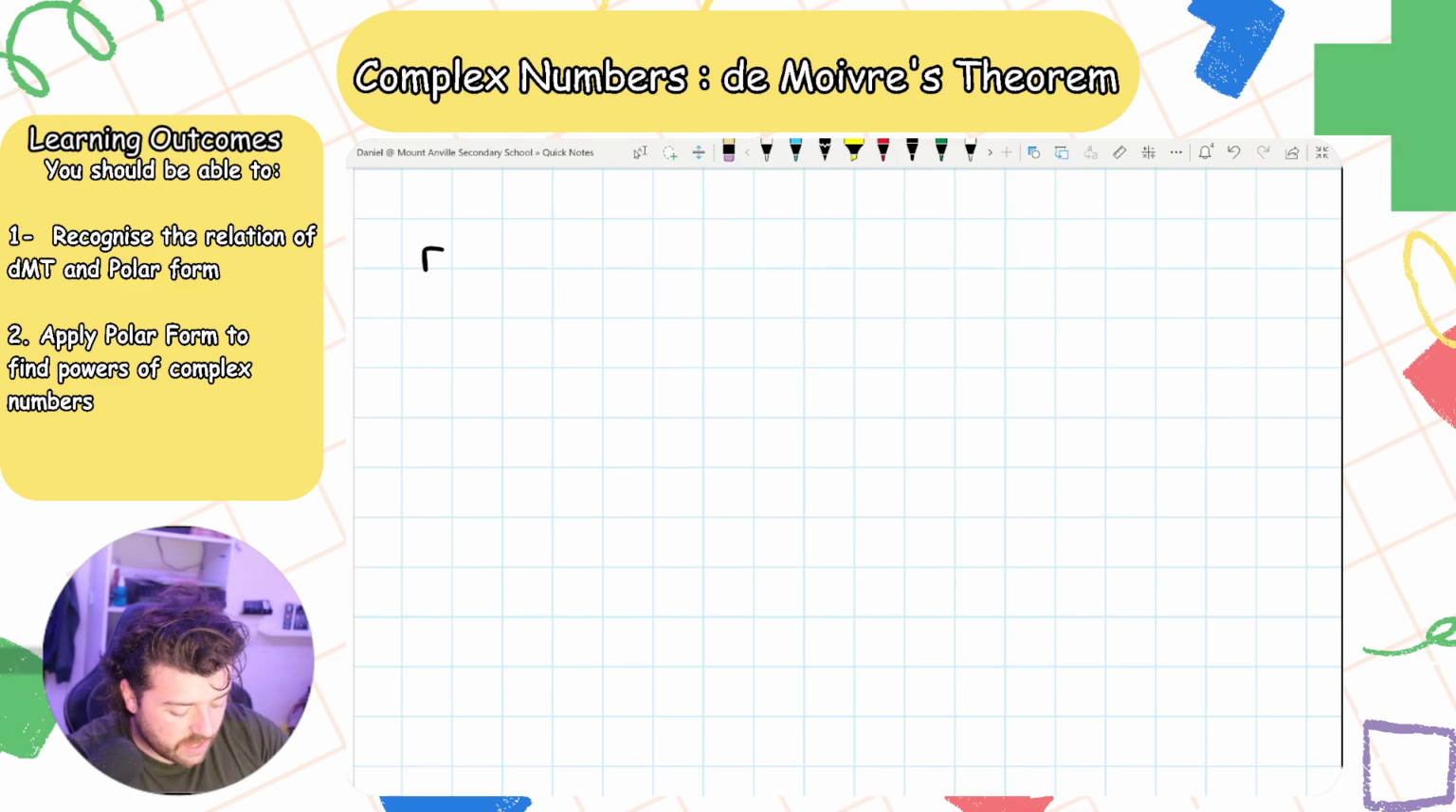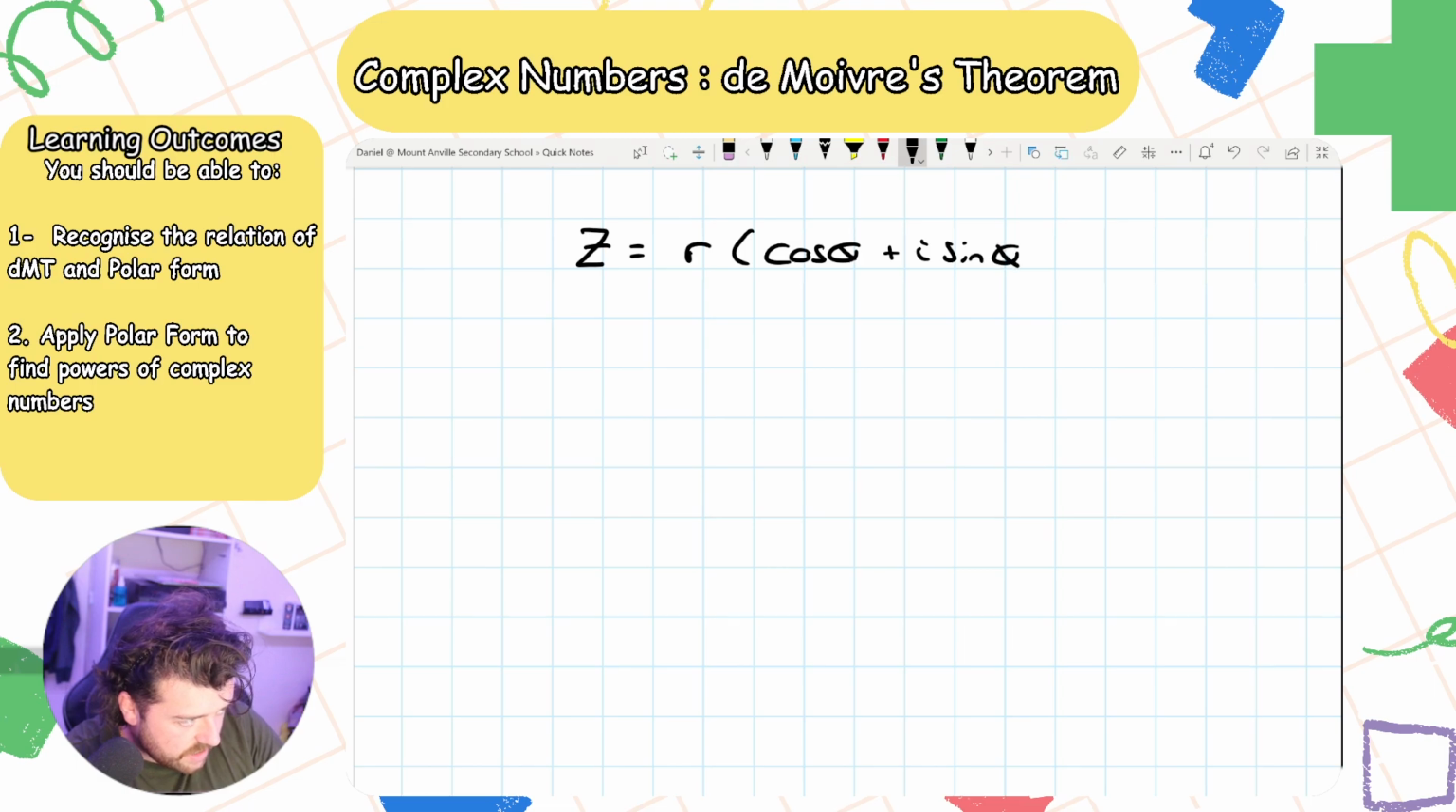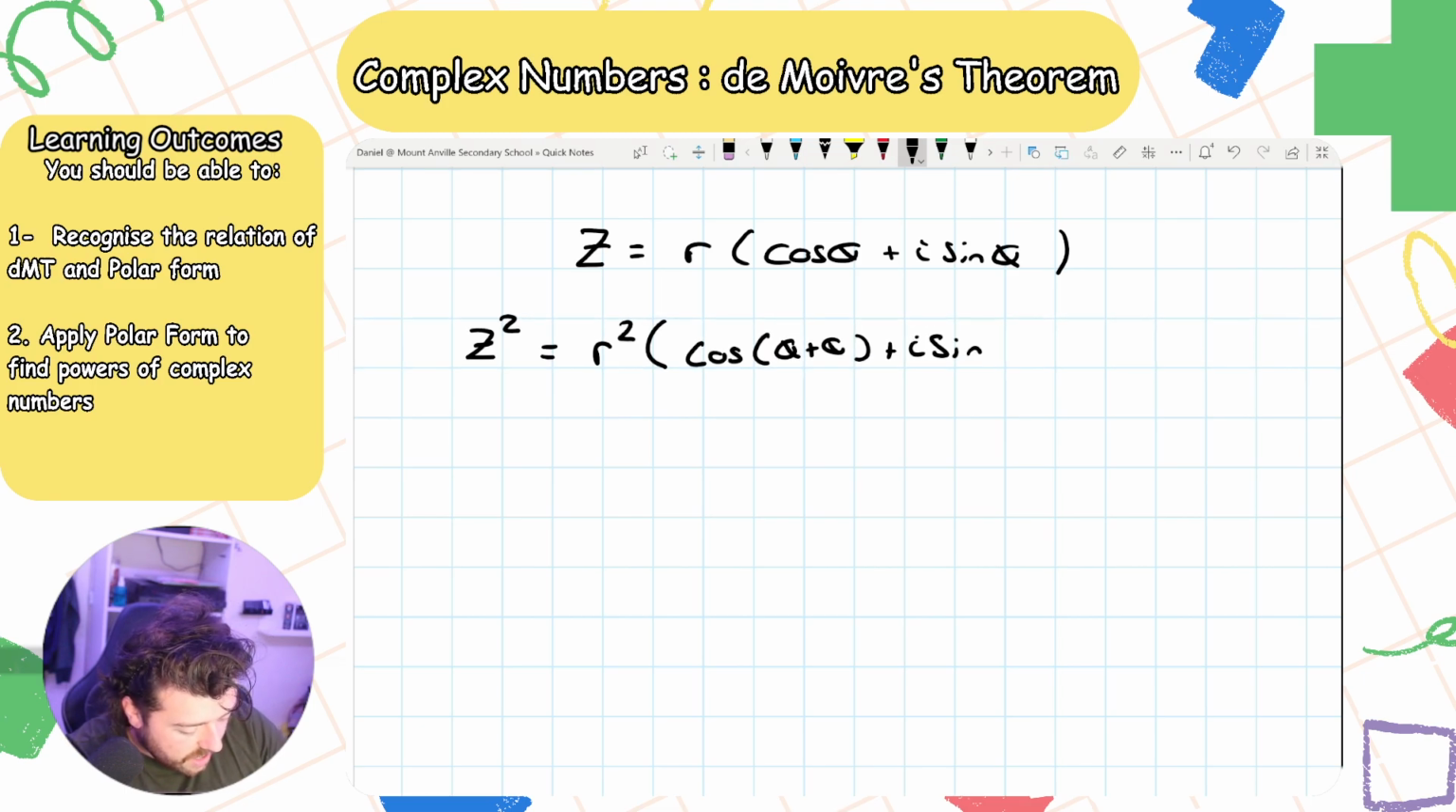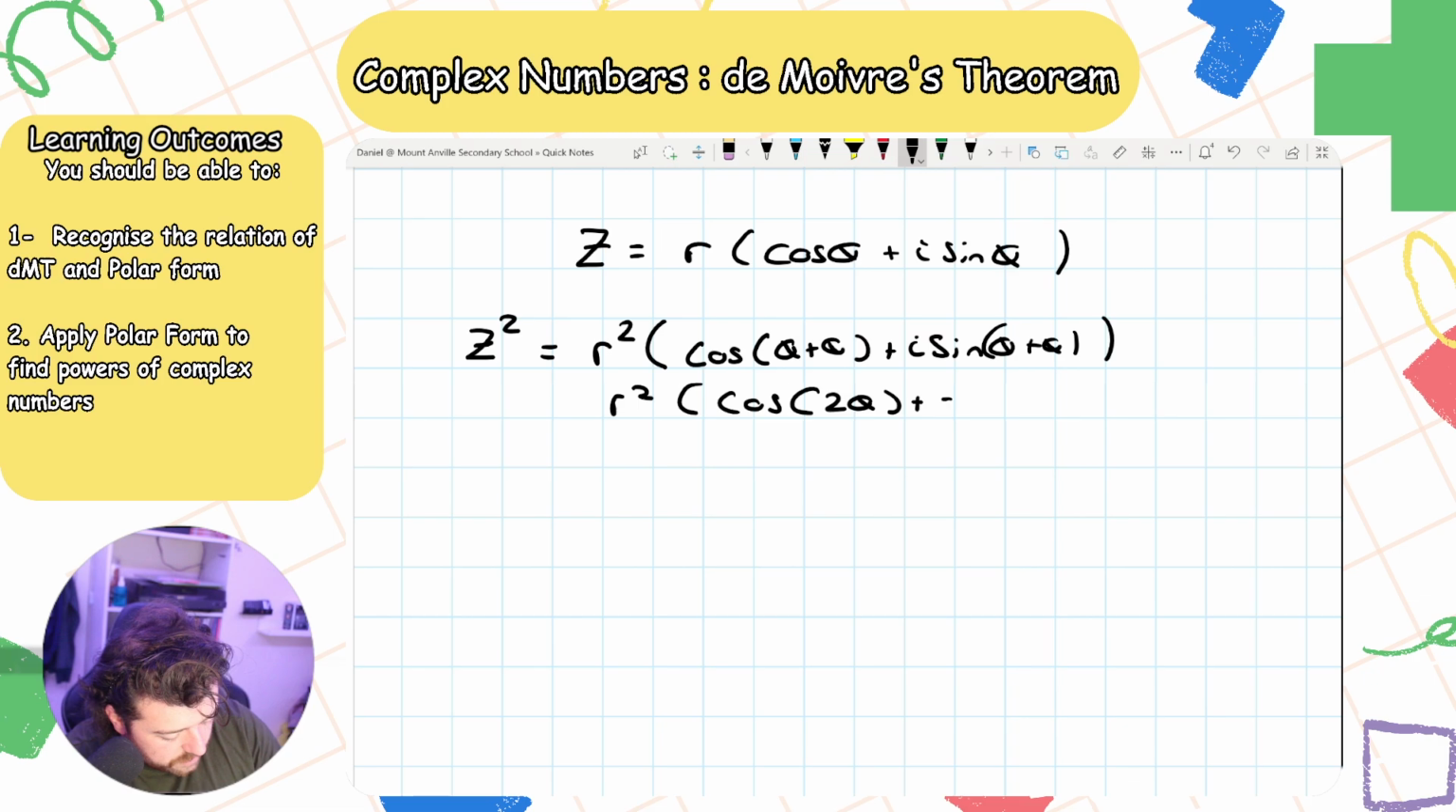So let's just say I have a regular complex number in polar form, r times cosine theta plus i sine theta. What happens now if I want to find z squared? I'm multiplying this complex number by itself. Well, that's going to be r times r, which is r squared, times cosine of theta plus theta plus i sine of theta plus theta, which is r squared times cosine 2 theta plus i sine 2 theta.